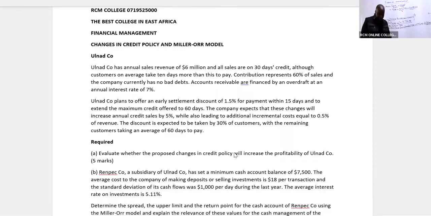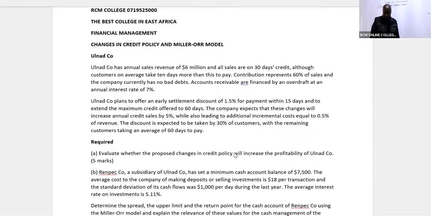And this existing policy, if I were you, first of all, I would want to know what is the current average collection period. That's where we begin from. Before we look at the proposal, before we look at the change, we start with the current. Very easy. So the current average collection period.